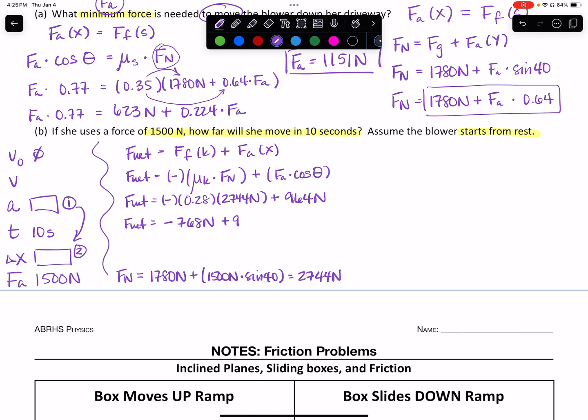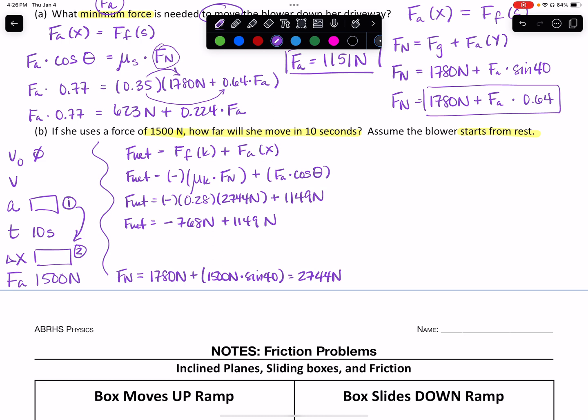My answers seem off from what I got before. All right, let me try that again. The applied force, so the cosine of 40 times 1500. Oh, that's what I did wrong. Sorry about that. I knew something was wrong. I hit the sine button instead. So this number should be 1149 newtons. Sorry about that.